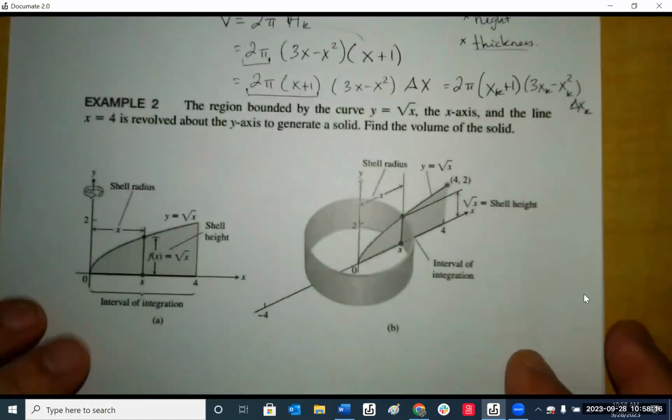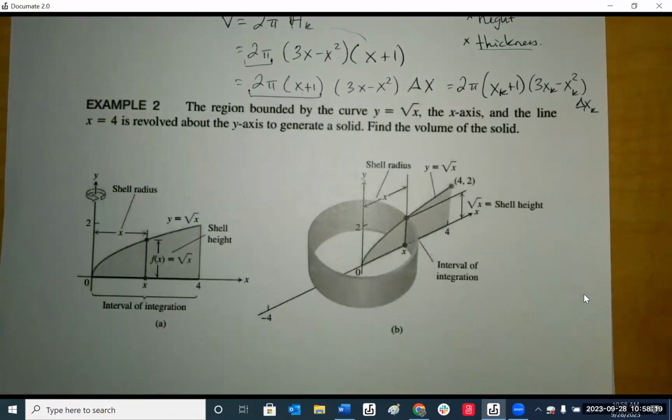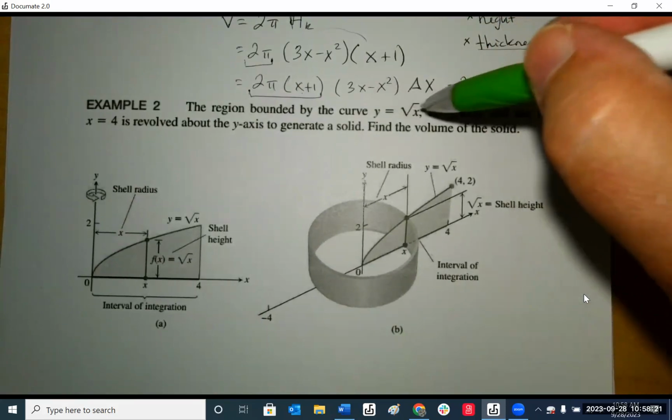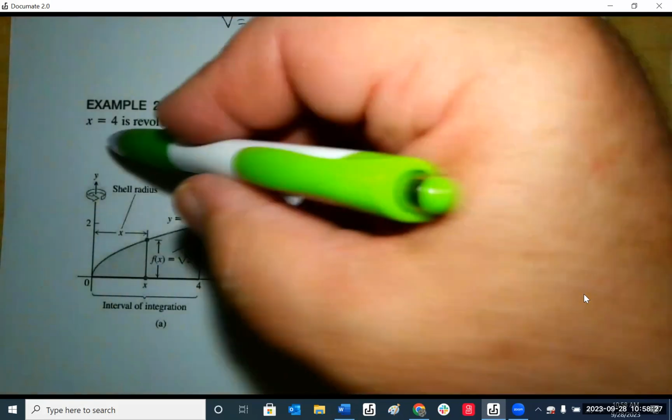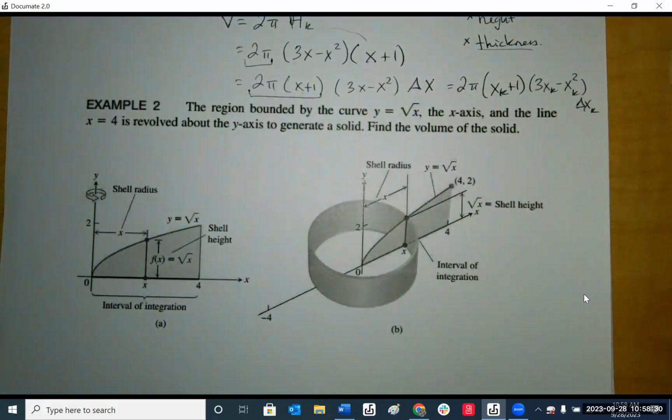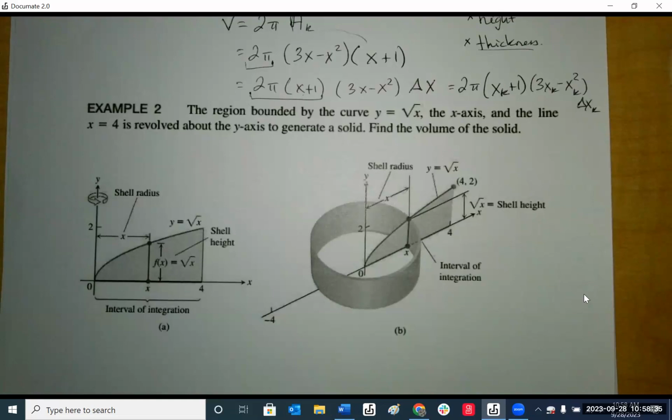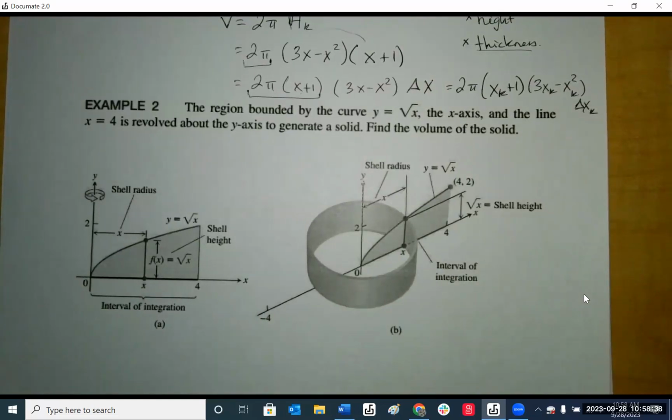Let's look at number 2. The region bounded by the curve y equals radical x, the x-axis, and the line x equals 4 is revolved about the y-axis to generate a solid. And there you have a picture of it. You see why I gave you the pictures of these? I couldn't draw this. You'd get a headache looking at my drawing. So I'm going to start giving you questions like this at the beginning of each class.